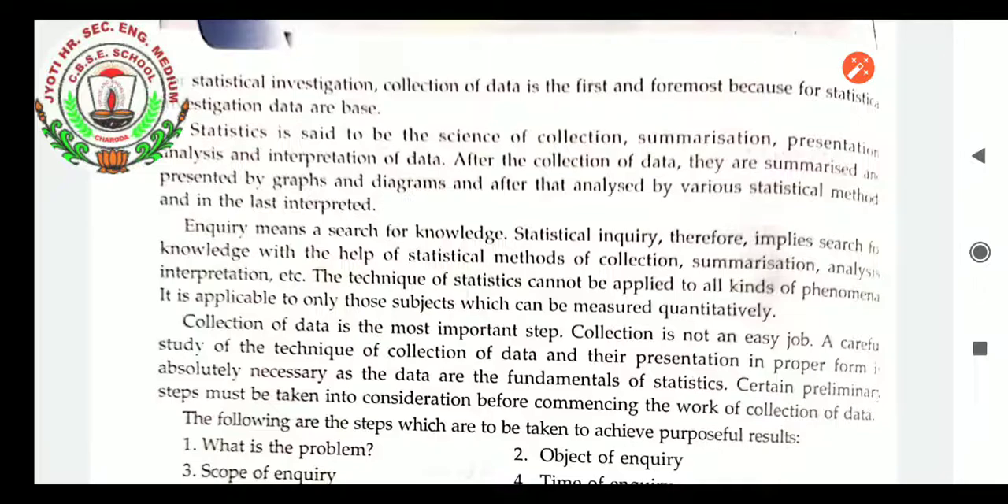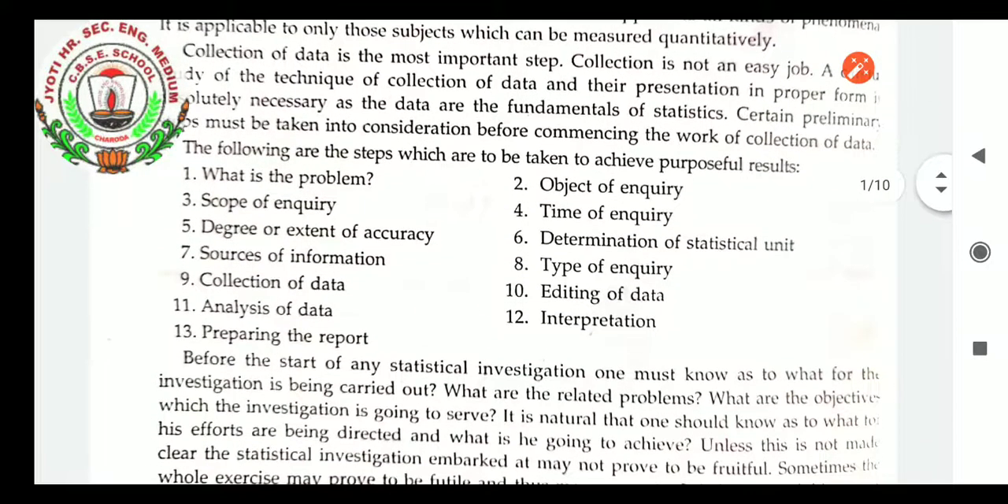Collection of data is the most important step. It is not an easy job. A careful study of the technique of collection of data and their presentation in proper form is absolutely necessary, as the data are the fundamentals of statistics. Certain preliminary steps must be taken into consideration before commencing the work of collection of data.